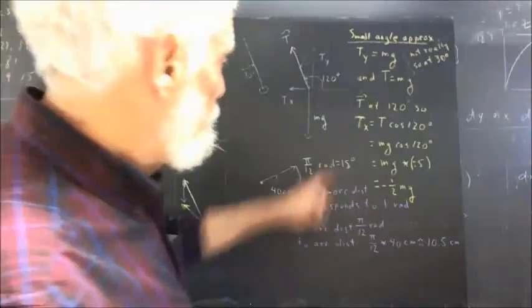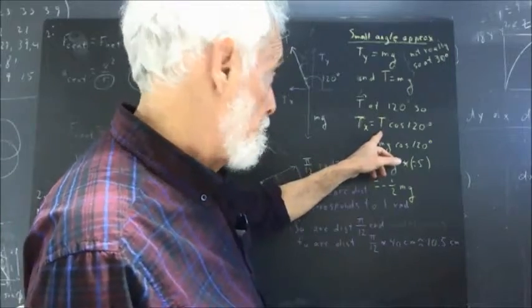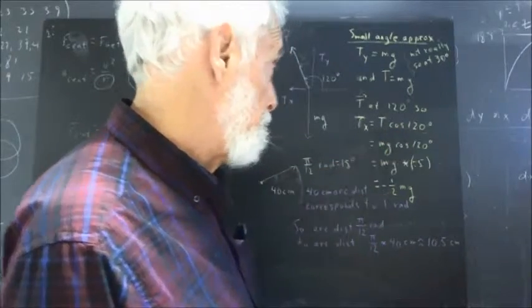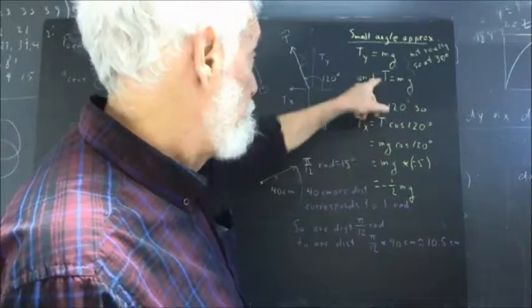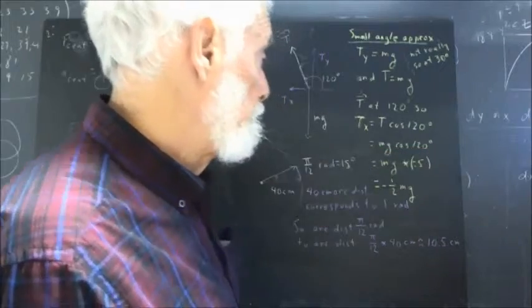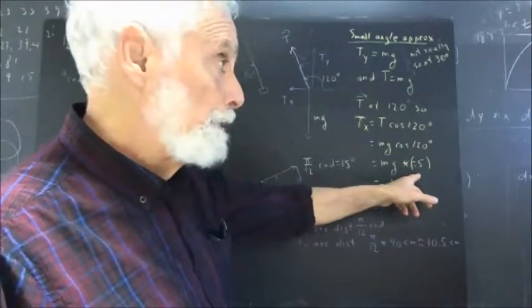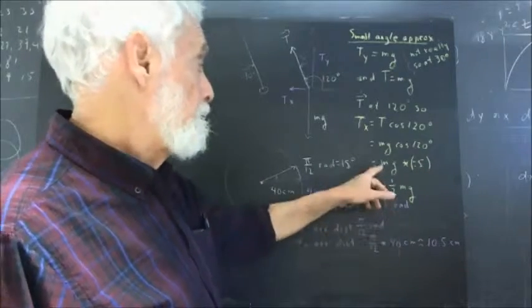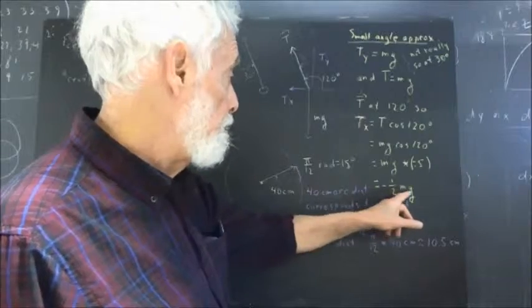This means that the x component of the tension is the magnitude of the tension multiplied by the cosine of 120 degrees. The magnitude of the tension is what? It's mg. So that's mg times the cosine of 120 degrees. And cosine of 120 degrees is negative 1/2 or negative 0.5. So that's negative 0.5 times mg, which is negative 1/2 mg.